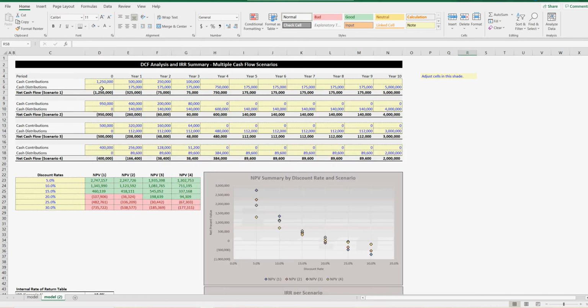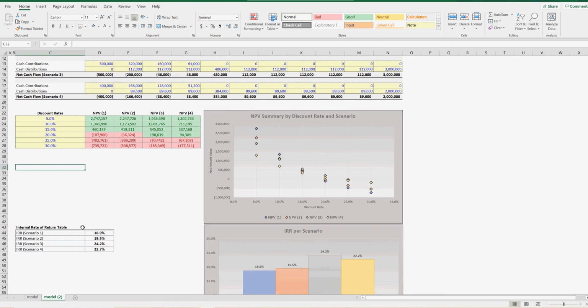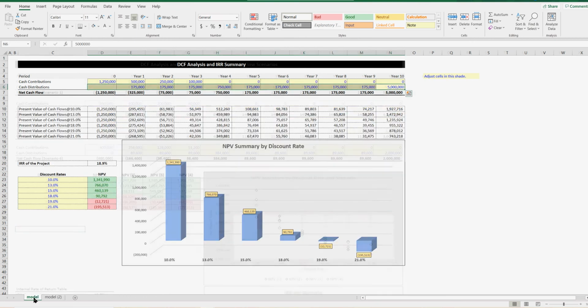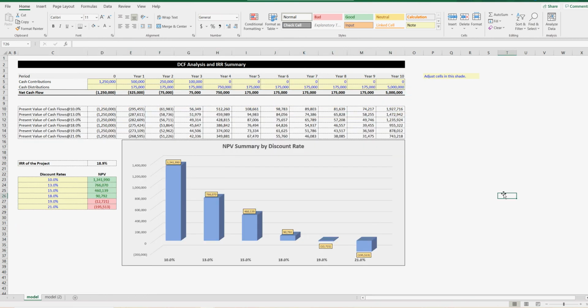Model 2 is going to do the same thing, but across four scenarios. We've got some cool charts here. So I tried really hard here to do cool formatting, conditional formatting, simplicity. I tried really hard on the visuals. I have not seen anything quite like this before, so I'm hoping it will be useful. So let's get into it.